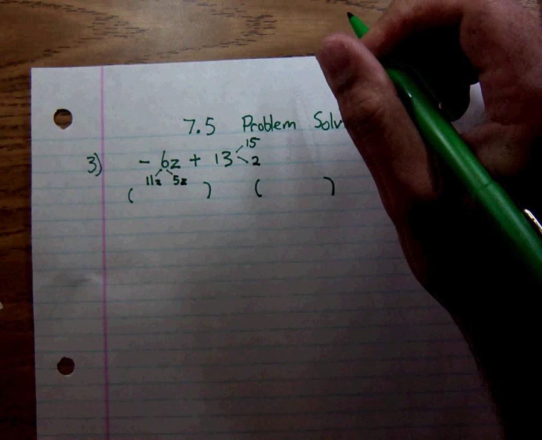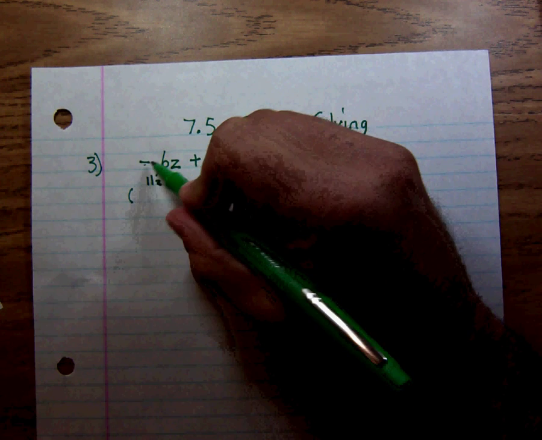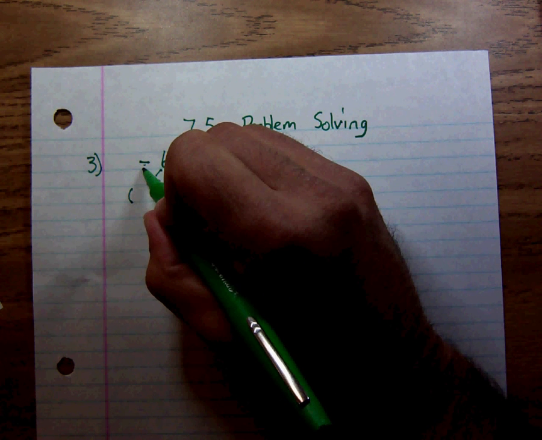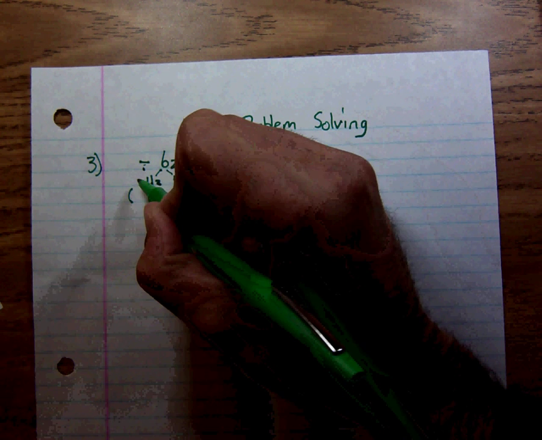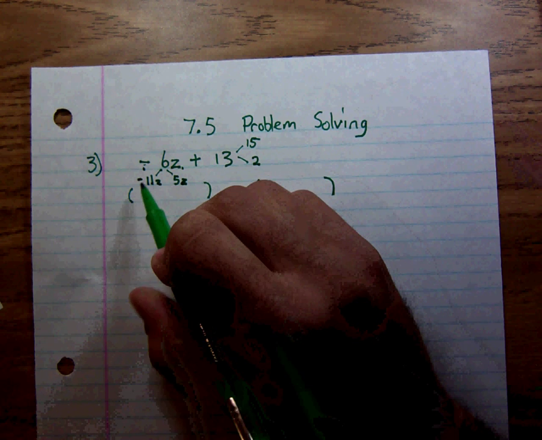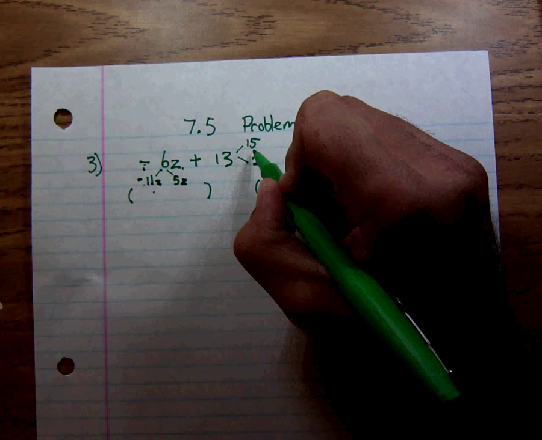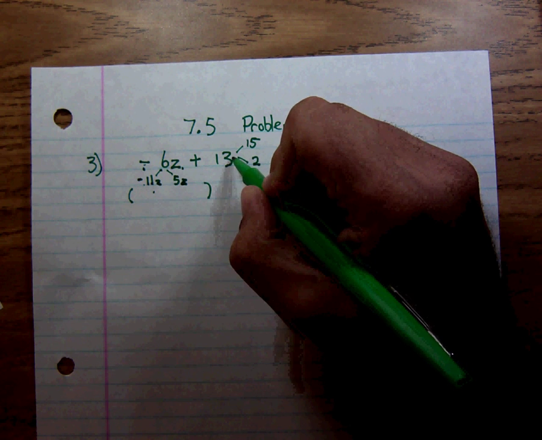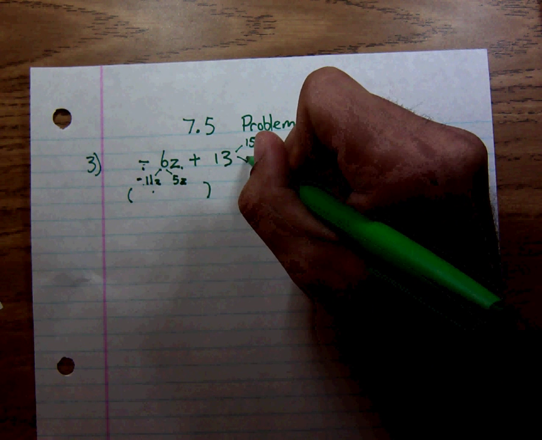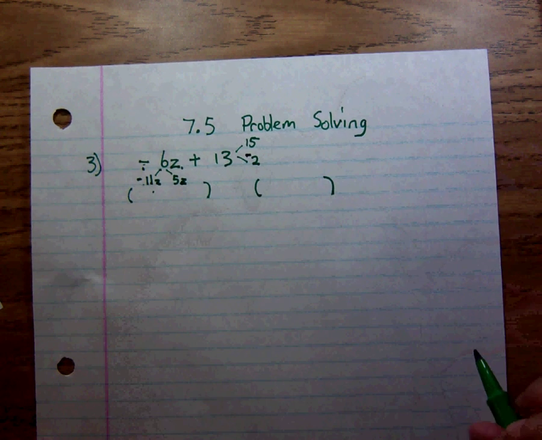So I have to think to myself, okay, well, this is a negative z. I know it's a negative number here, which means the bigger number has to be negative, to be a negative 11. Likewise, I know 13, well, 15 minus 2 makes 13. And it's a positive 13, so I know the negative has to be on the 2 side.